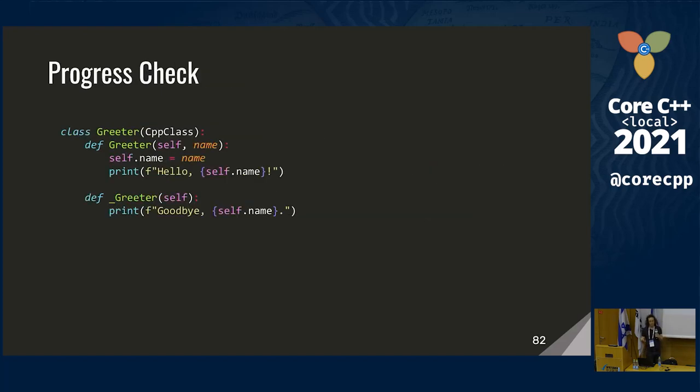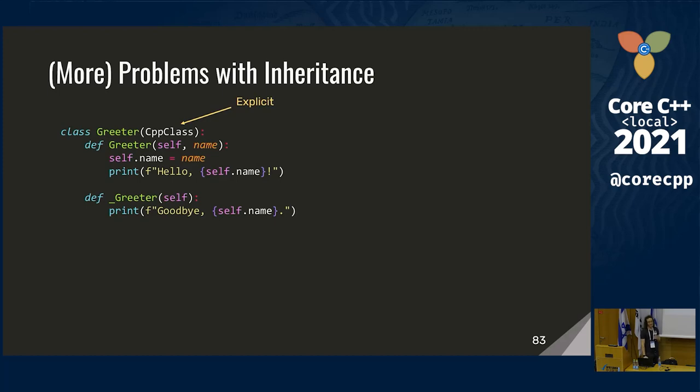And with that, we can actually write greeter that looks like that. But if you remember from before, we still have an issue here. This is very explicit. You have to write down CPP class. It does not look like regular code. Why do we subclass anything if we don't want any new functionality?